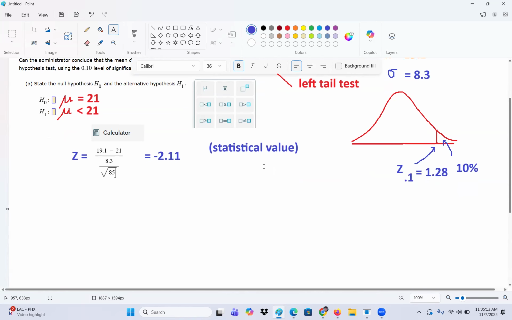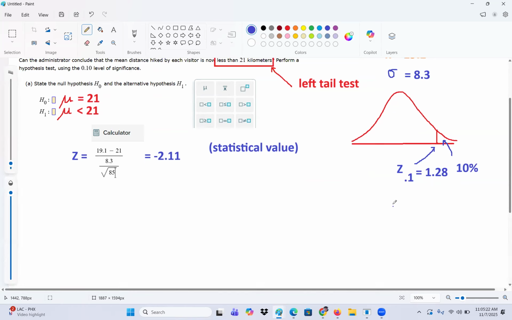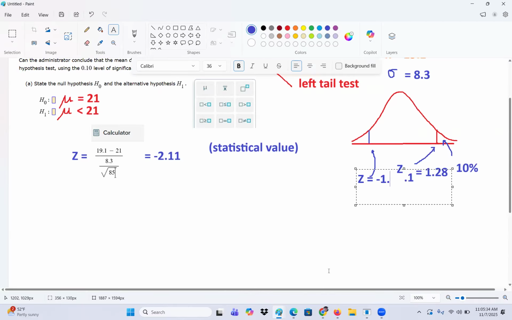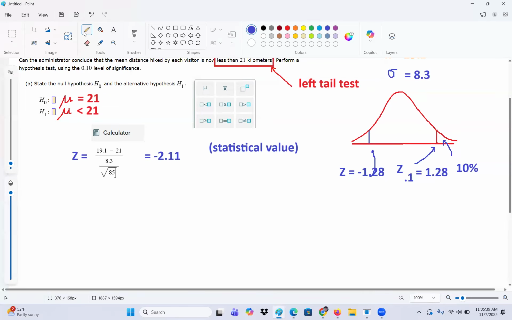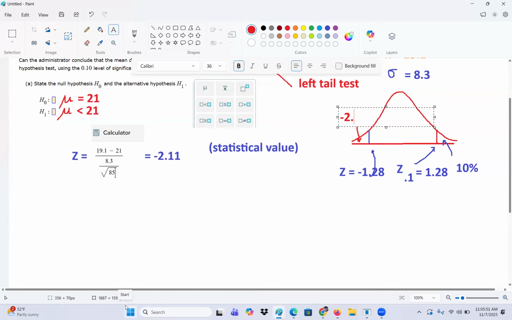However, since we are testing on the left tail, we're not going to do it on this side. We have to do it on the other side. Remember the calculator is going to give you the right tail area. So if you want to go for the left tail, I'm going to change the sign to negative 1.28. And apparently the test statistic we found stayed outside of the confidence level, in the rejection region. So negative 2.11 is simply less than negative 1.28.